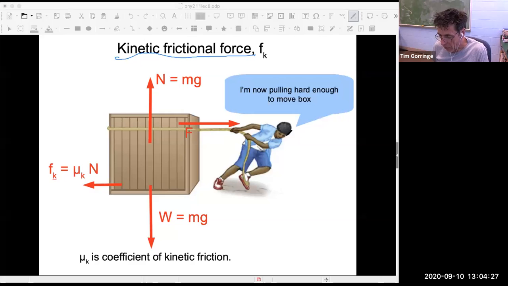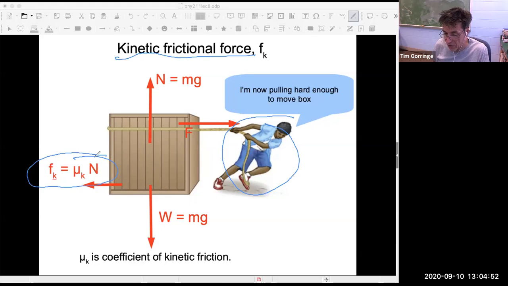So now, this is me again, and I'm pulling on the crate, but this time I'm pulling hard enough that I got it moving. So I'm pulling towards the right, and the crate is actually now sliding across the floor. Well, static friction no longer applies because it's moving. What we've now got is what we call kinetic friction.